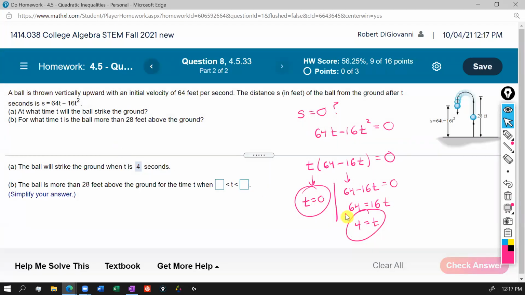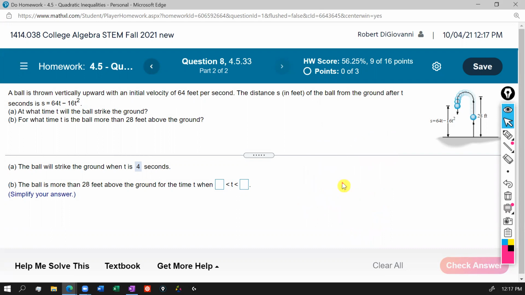And then the next question is for what time is the ball more than 28 feet above the ground? So they want to know, using this formula, when is this height of the ball bigger than 28 feet. So they want us to solve this quadratic inequality. So I'm going to move everything to the right side. So I get 16t squared will be positive. I'll get minus 64t plus 28. Okay, and I think we've done enough of these that you can solve that from here. And that'll be your solution.